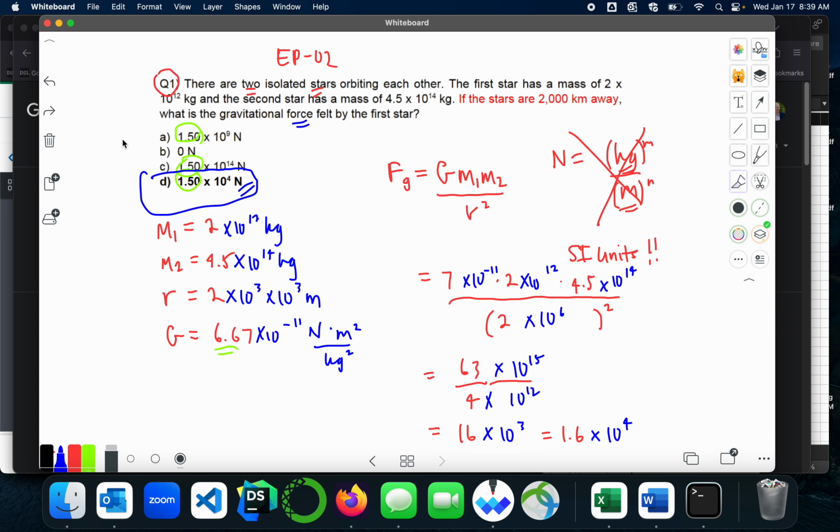Wow, how did I get that wrong before? I think the reason I got this wrong before was I failed to include one of these. I think I said 2,000 kilometers, and I read that as 2 times 10 to the 3 meters. Anyhow, the correct answer is D, and I like it now. Hope that's helpful.